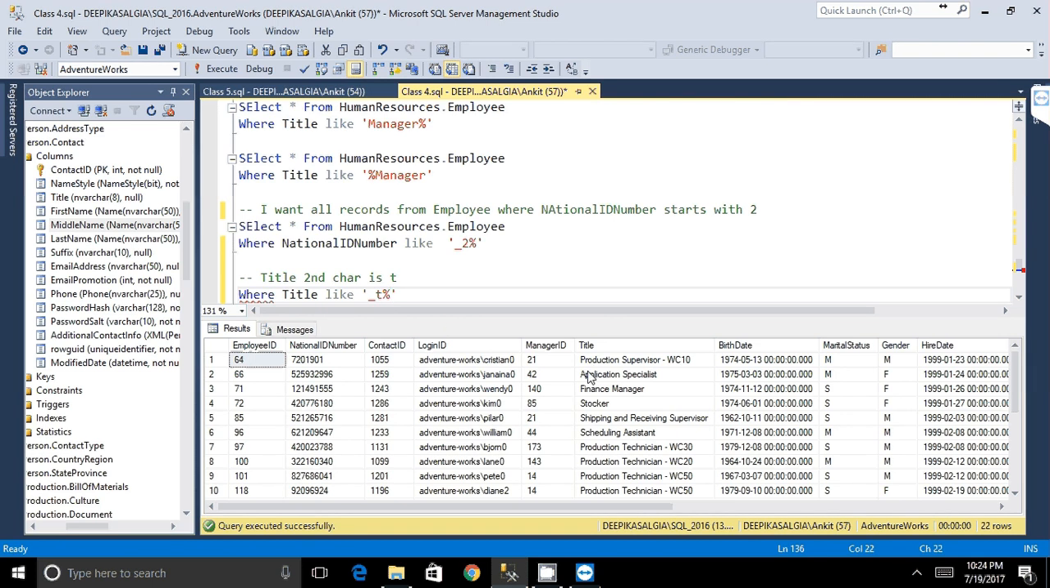Okay, now let's say I tell you the third letter has to be T. What would you do now? The third letter has to be T instead of the second one. Perfect, you put another underscore. Yes, it would work. So you're putting 2 underscores so that they represent only 2 characters. You cannot put the percent in here because then the T can appear anywhere in the string. All you want is T only in the third place. That's why you put the 2 underscores. And the underscore could be anything: a number, a special character, or an alphabet.